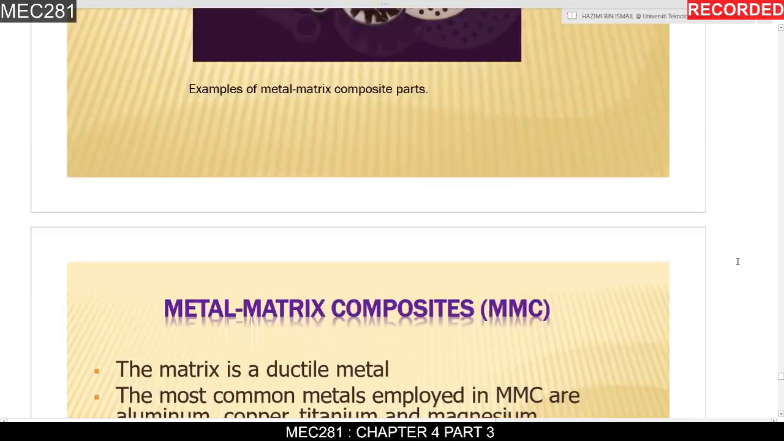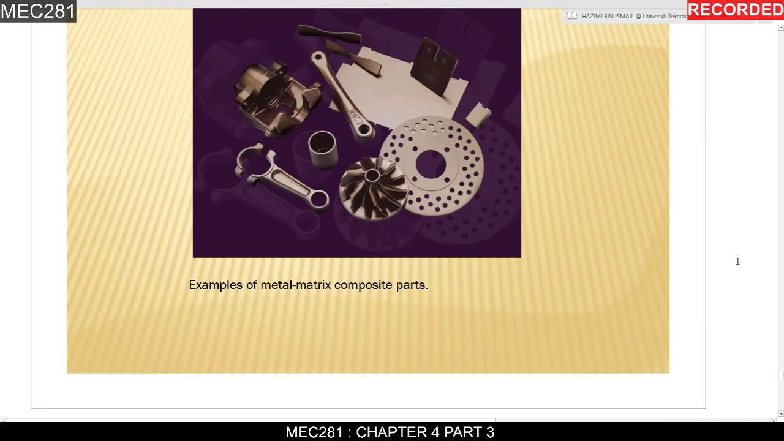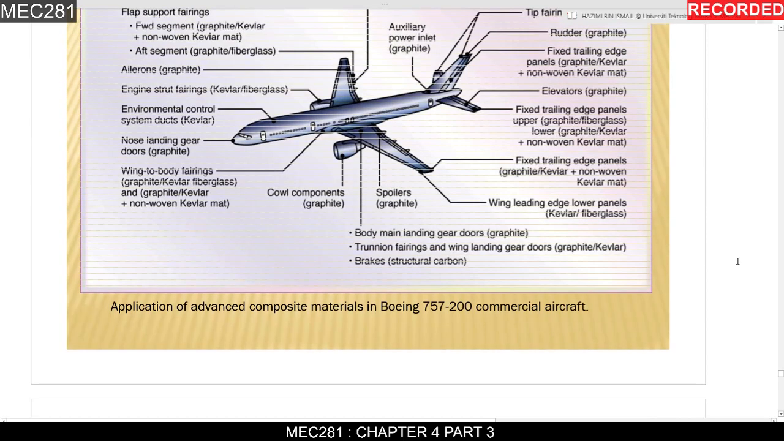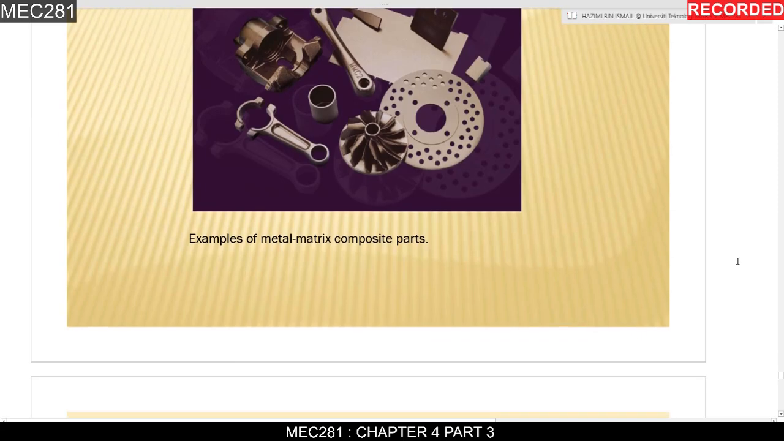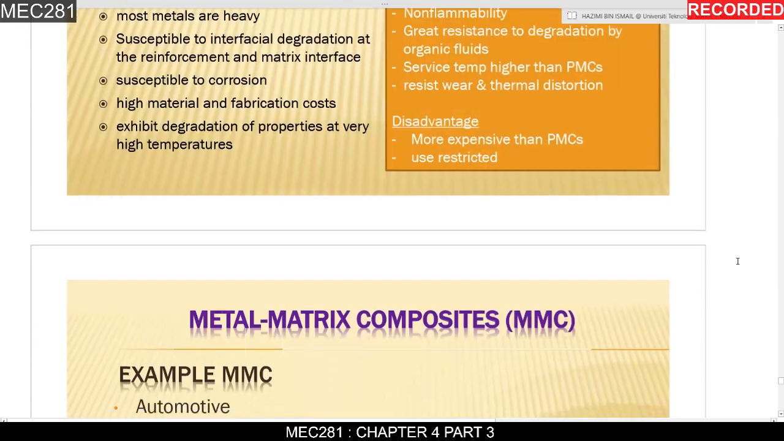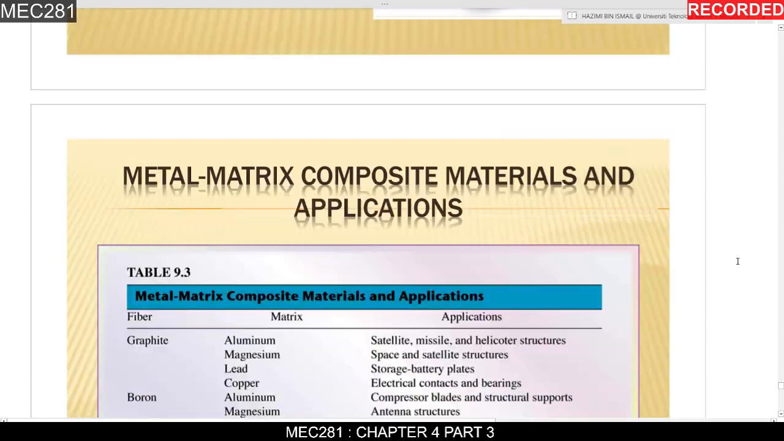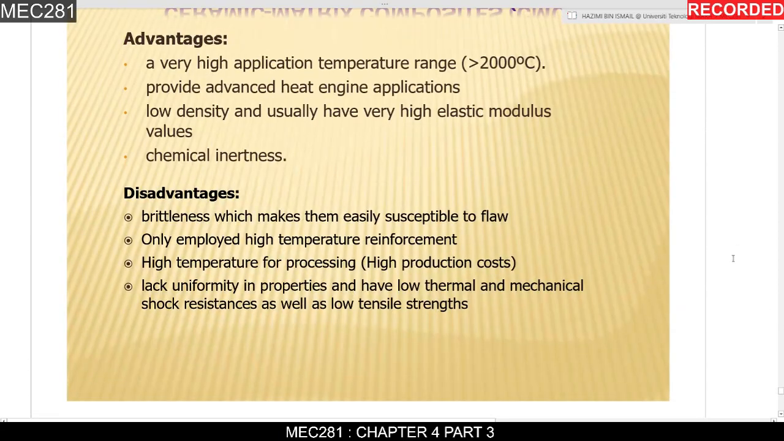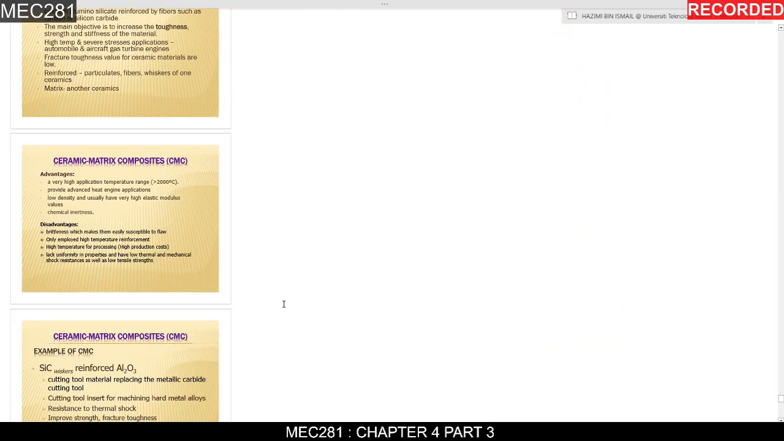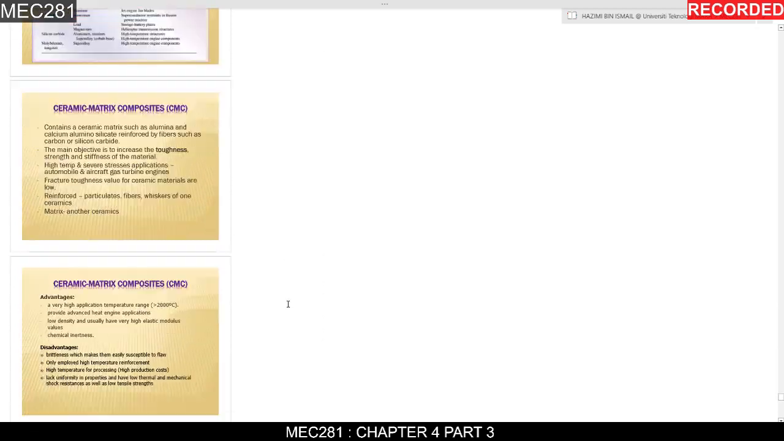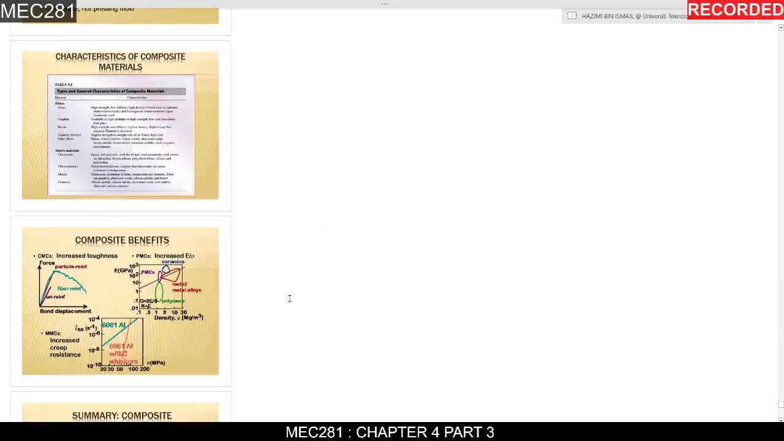This is also the final part 3 of chapter 4. In the previous video, we have learned about polymer, and for this video, we are going to learn about composite. Okay.